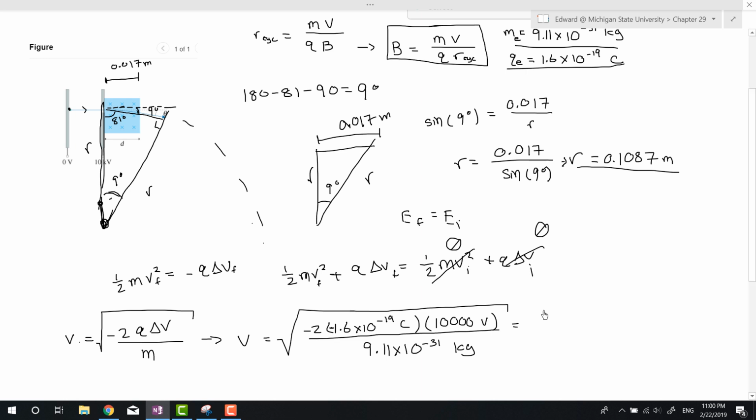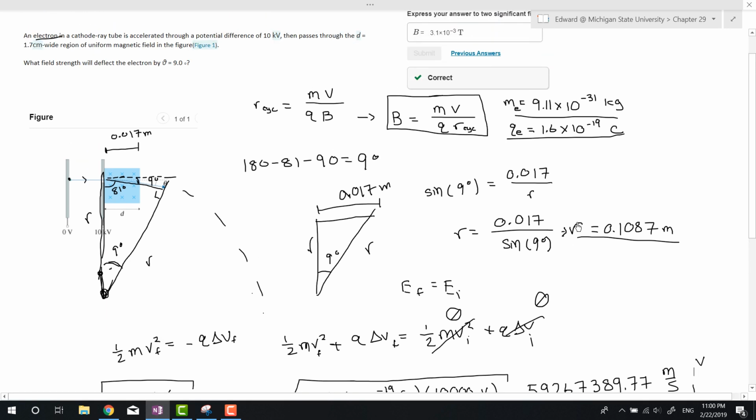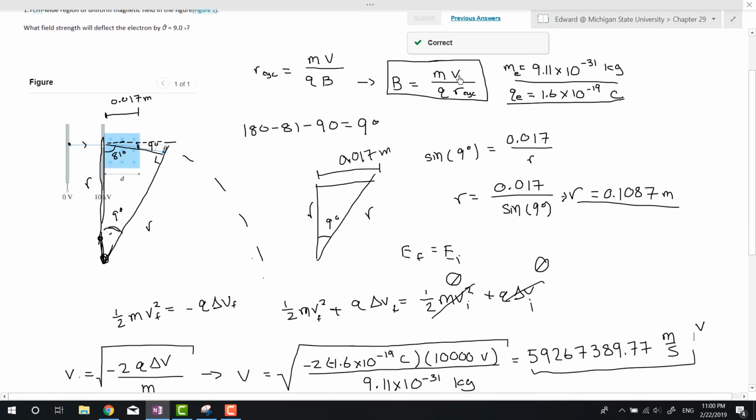I'm sorry it took so long, but that gave us 5,926,738.9 meters per second. This does cancel out because the volt is, I forgot what it was off the top of my head, but it does cancel out. If you guys try to look up how these units are derived, it does come out to be meters per second. So that is the velocity. And now we have the radius and the velocity. Let's go ahead and plug everything into this main equation, right?